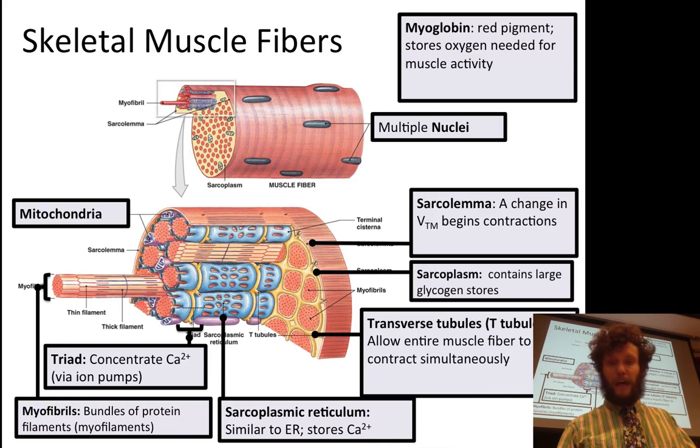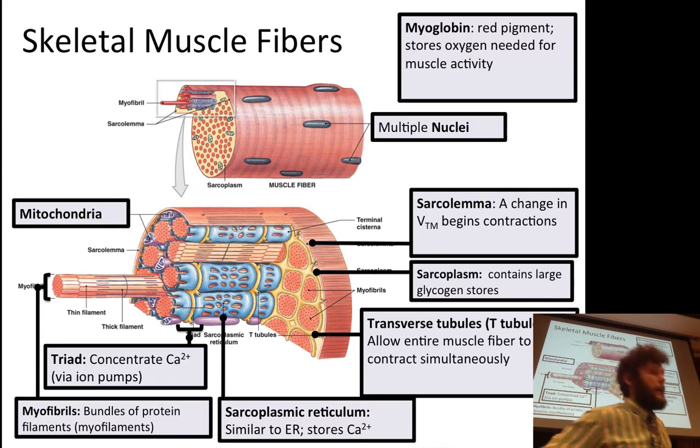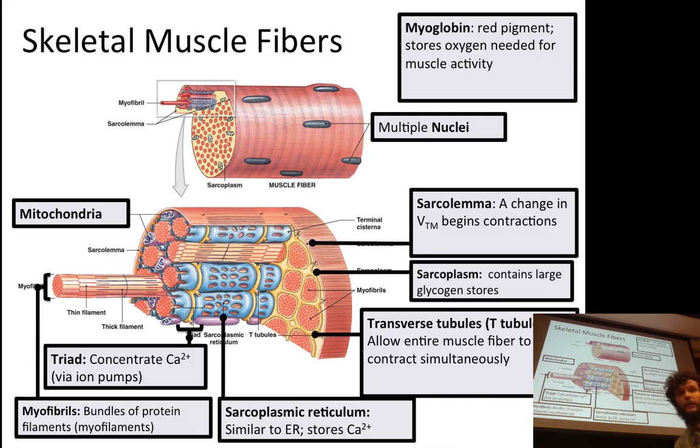They have multiple nuclei. We talked about the anatomy in lab yesterday. There's a sarcolemma, and it is a change in the transmembrane potential of the sarcolemma that leads to an excitation, which eventually becomes a contraction. The sarcoplasm is just the name we use for the cytosol of these cells. The sarcoplasm is loaded with glycogen.